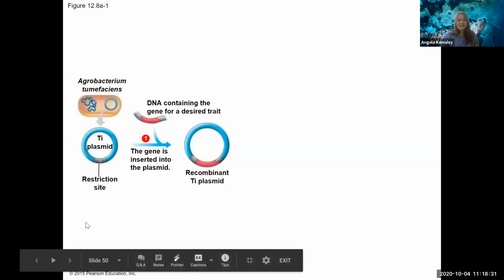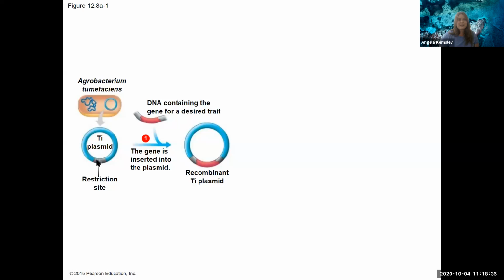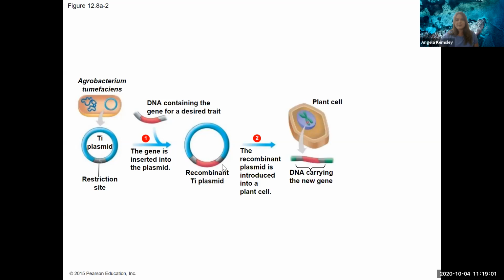So if you take a look here, here's an example. So here's our plasmid. Remember, that's that circular piece of DNA found in a bacteria. In this case, it's agrobacterium. Here's our restriction site that the restriction enzyme is going to recognize. It's going to be cut at that restriction site. Then we have the DNA containing the gene for the desired trait. It's going to be inserted into the plasmid, creating a recombinant plasmid, glued back together using DNA ligase. It's then inserted into a plant cell.